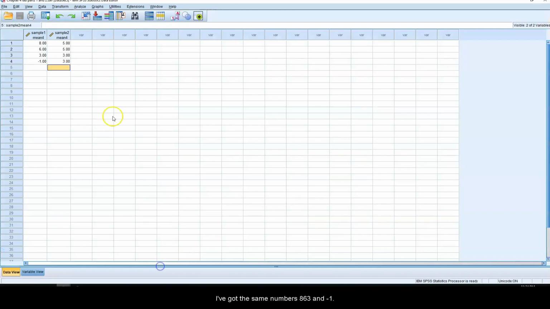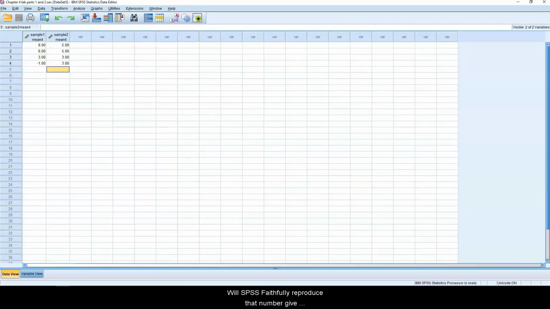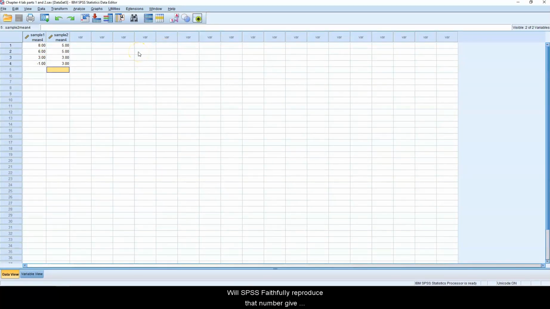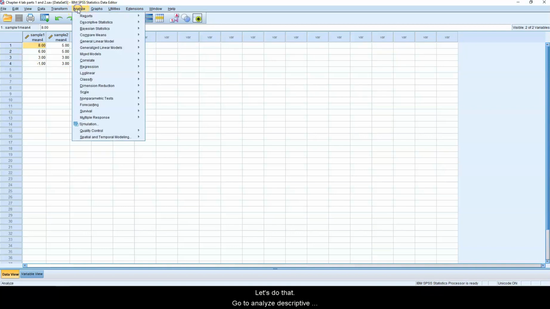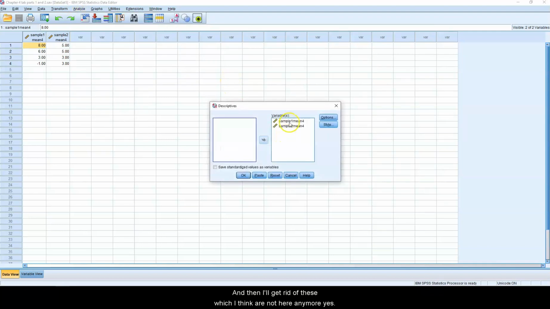So let me go do the same process in SPSS. I've got the same numbers, 8, 6, 3, and -1. Will SPSS faithfully reproduce that number and give me the variance and everything else? Well, sure. Let's do that. So I'll go to Analyze, Descriptive Statistics, Descriptives, and then I'll get rid of these, which I think are not here anymore. Yes, here we go.